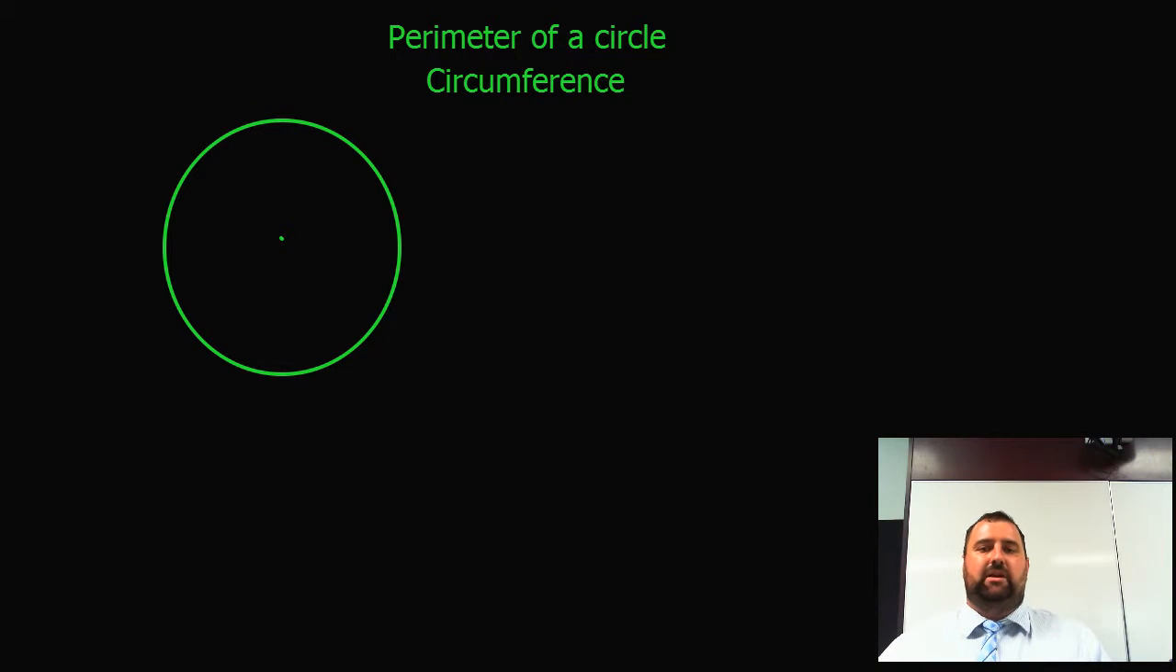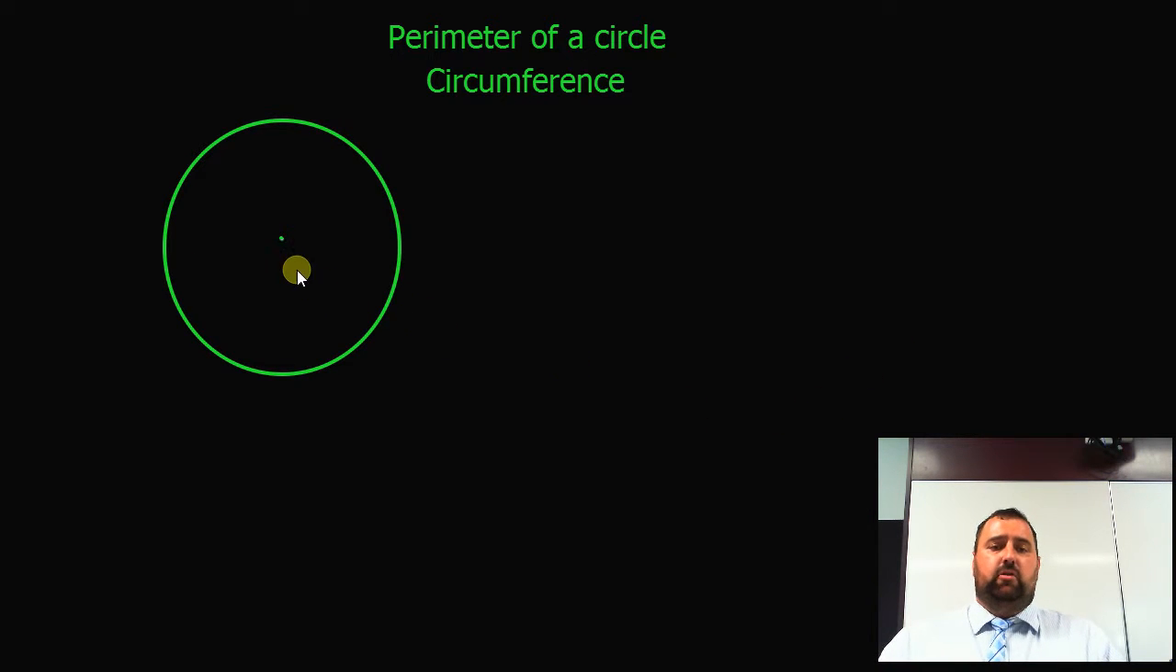So next we're going to talk about how to find the perimeter of a circle. Now one thing I want to note here is that because it's a curved surface, it's actually technically called the circumference of a circle. The circumference just means the perimeter of a curved surface. Okay, so when we talk about a curved surface, we generally try to use the word circumference rather than just perimeter.